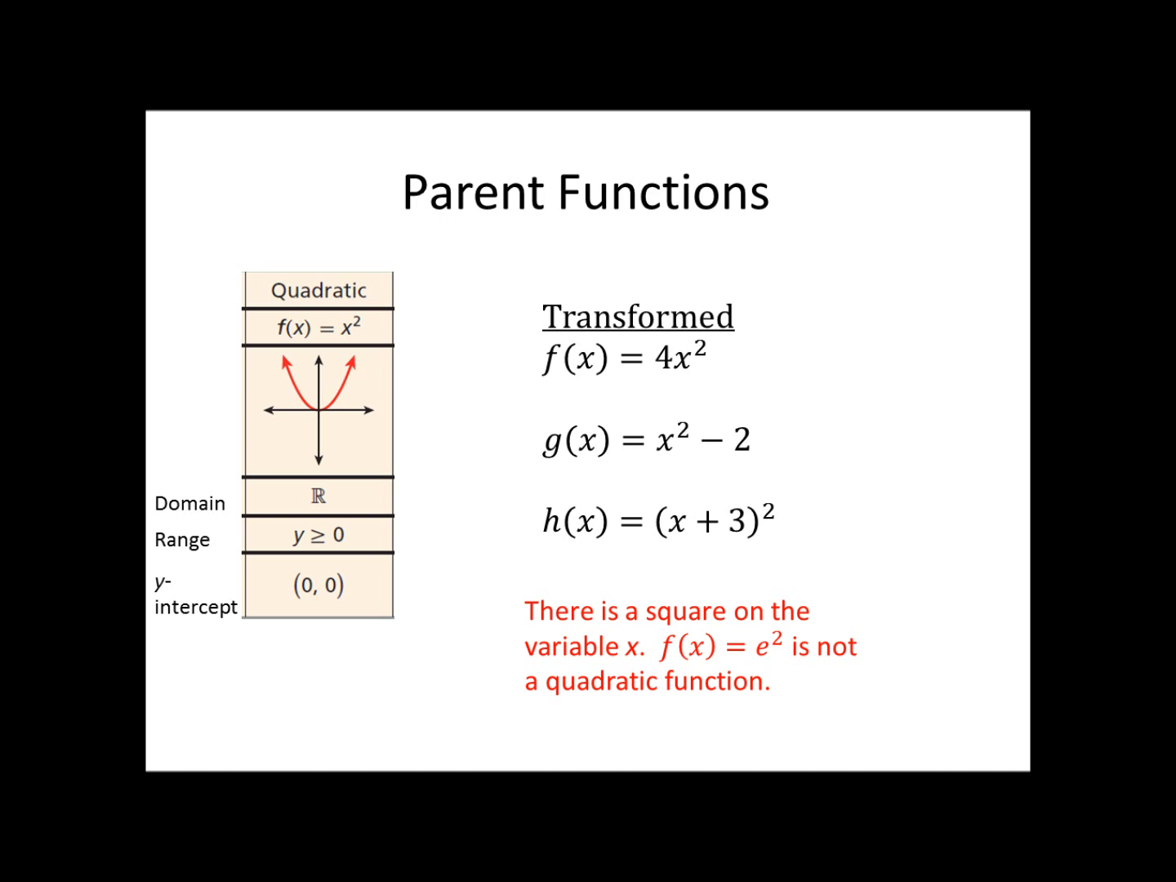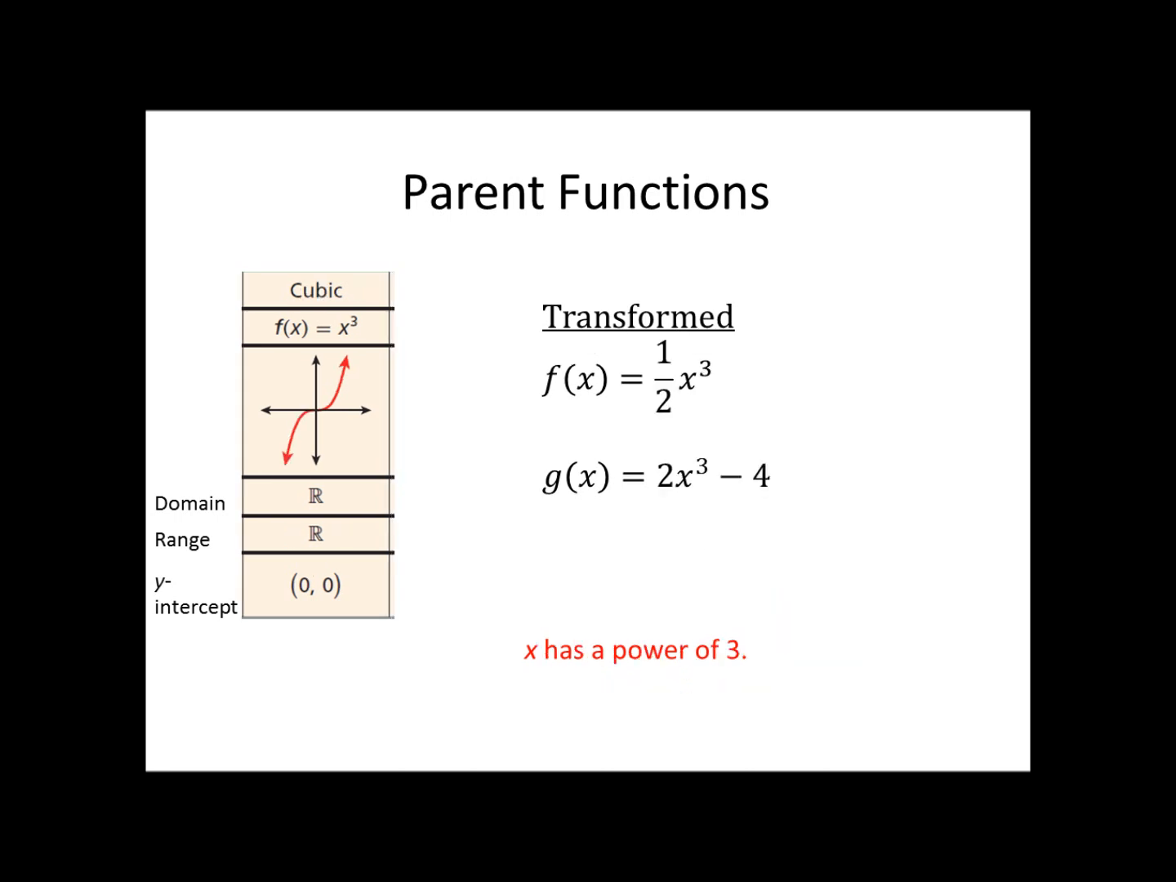Now, just because there's a squared in the function doesn't make it a quadratic. Think about the one that we saw earlier. F of x equals e squared is not a quadratic function. That squared is not on the x. F of x equals e squared is actually a constant function. We saw that already.